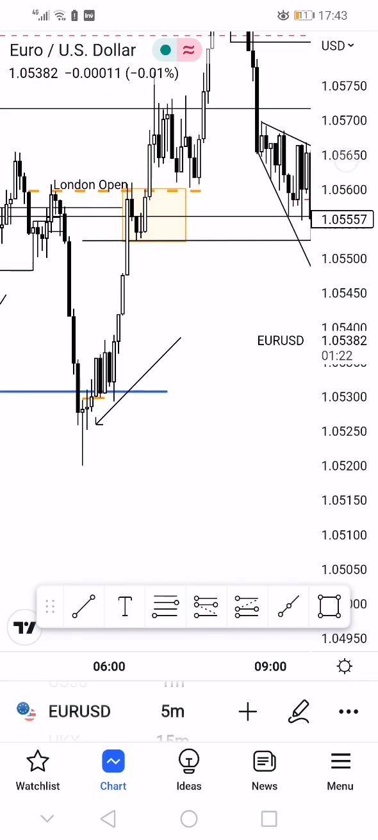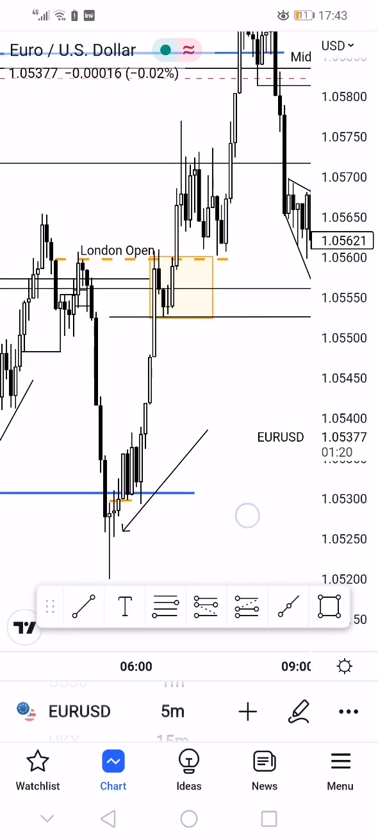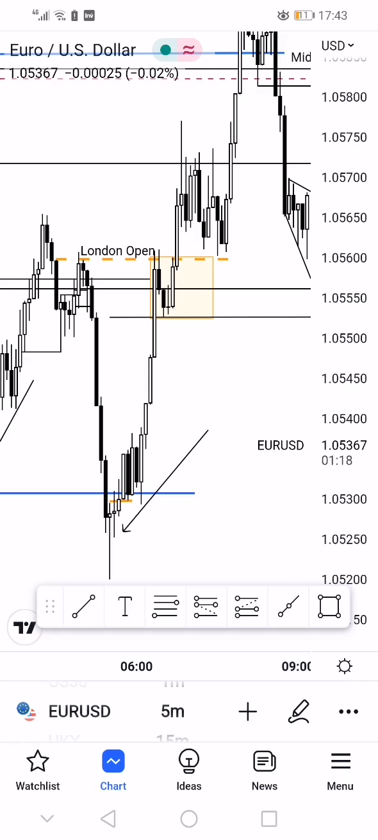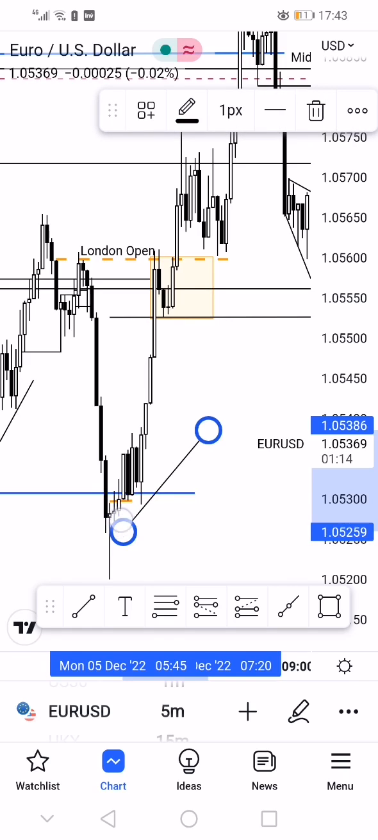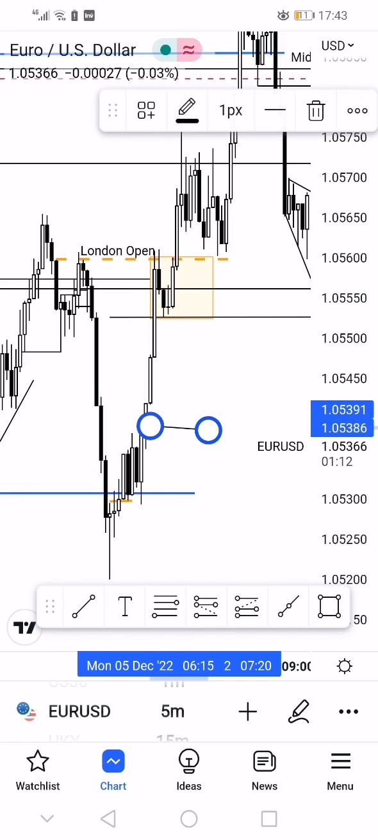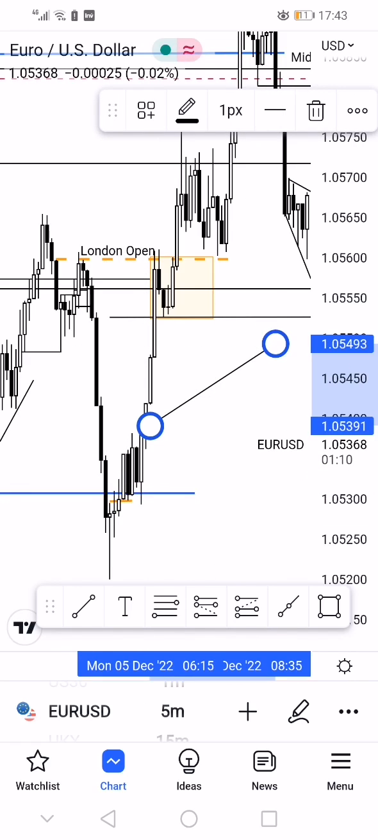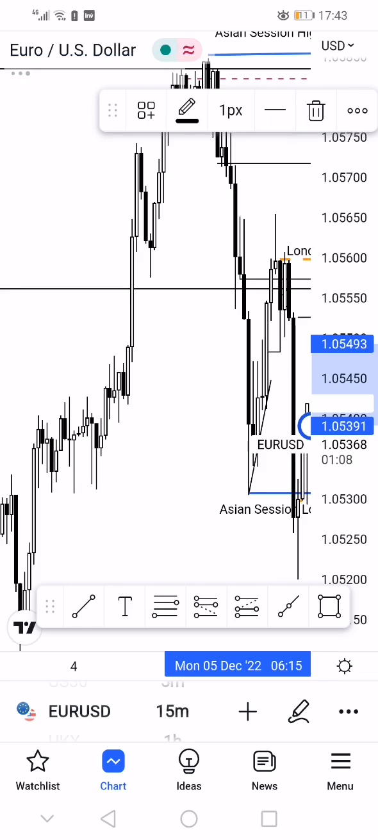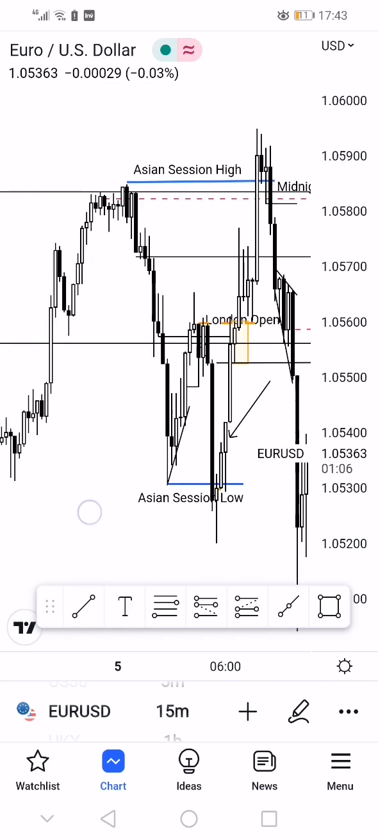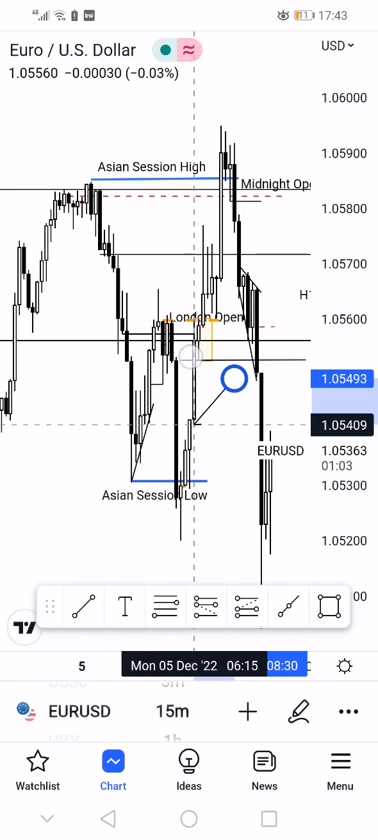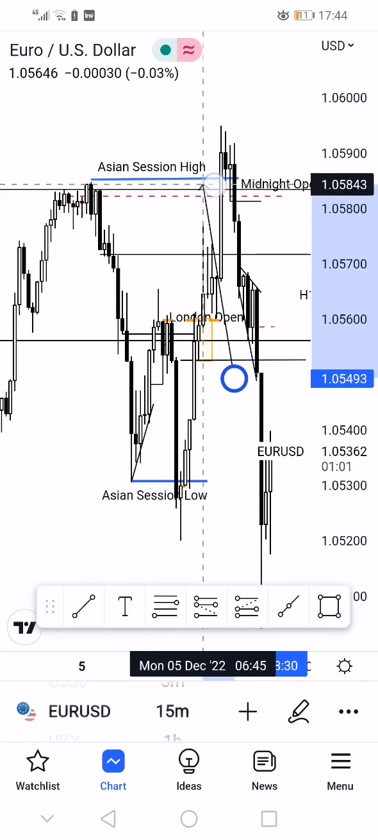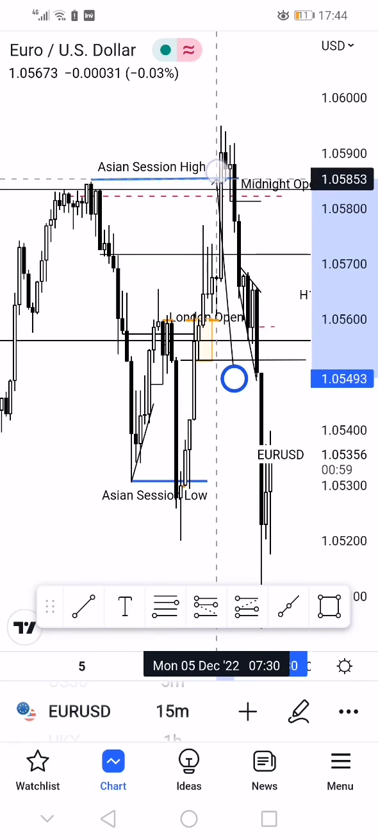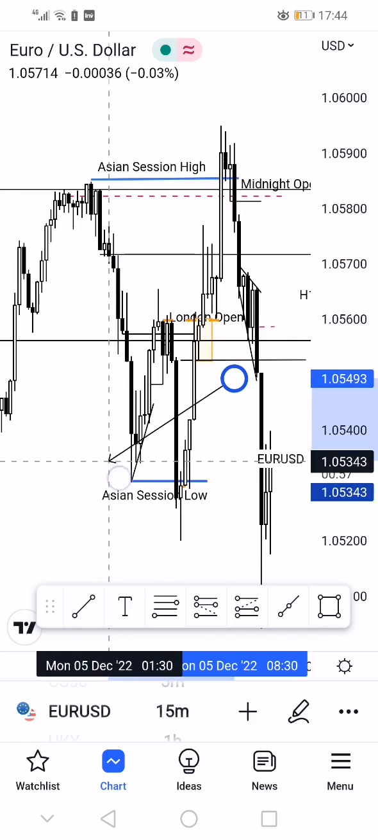That same model applies as well in the London session. So after the break of market structure that is marked by that orange line over here, our profit target was the Asian session high. So this was our profit target here, the Asian session high. And you can see here that price traded above the Asian session high.